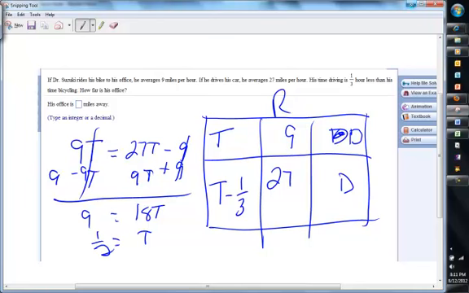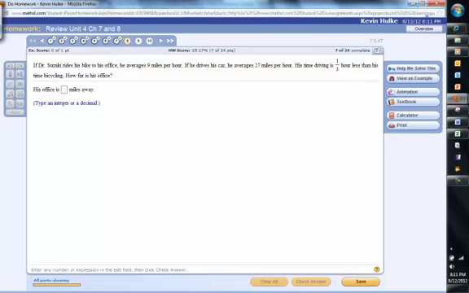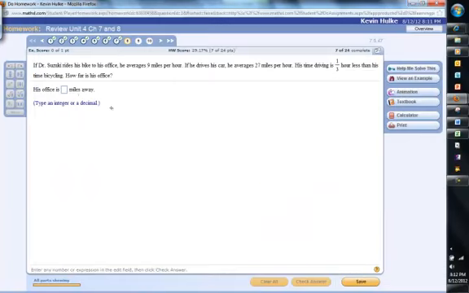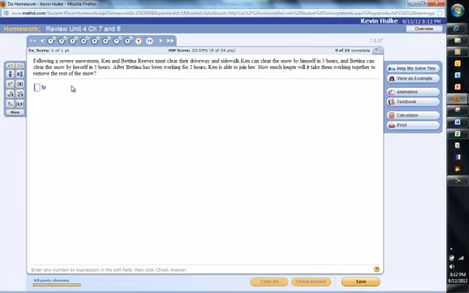So his riding time, oops, that just gave us the time. The time is 1/2, so 1/2 times 9 is 4.5. We needed to get the distance, 4.5 miles away. Number 9.